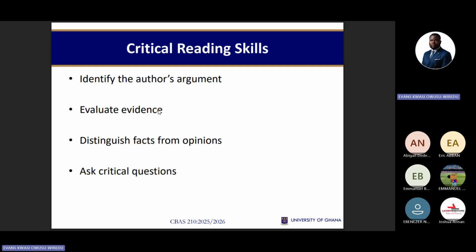Distinguish facts from opinion. You must know when the person is just giving their opinion or when the person is just stating facts, either from statistics or from other sources. They must speak facts and not their opinions. So you should know when people are prescribing something, right? And when they are describing. Okay. So ask critical questions, and these are the reading skills that you need to have.